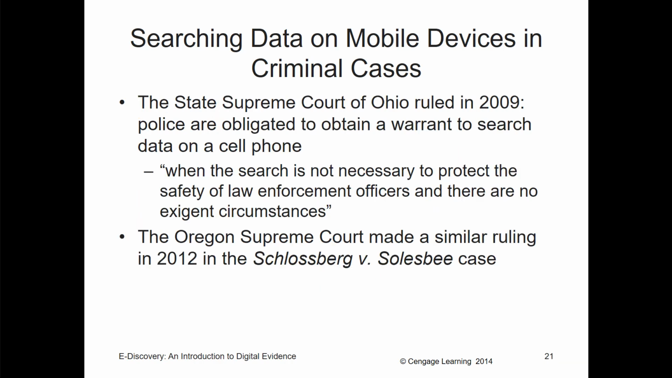The state Supreme Court of Iowa ruled in 2009 that police are obligated to obtain a search warrant for searching data on a cell phone when the search is not necessary to protect the safety of law enforcement and there are no exigent circumstances, while the Oregon Supreme Court made a similar ruling in 2012.